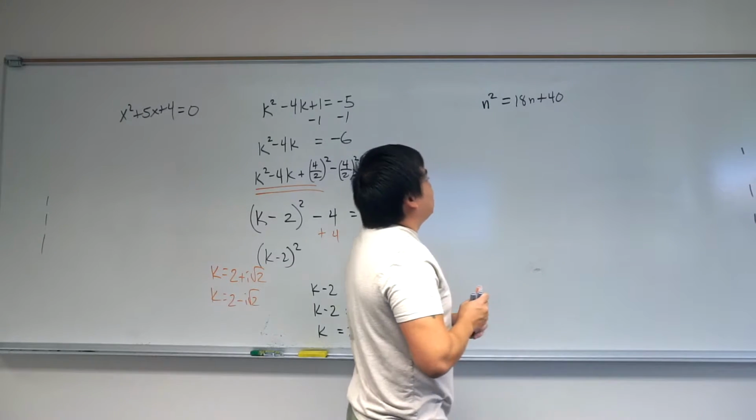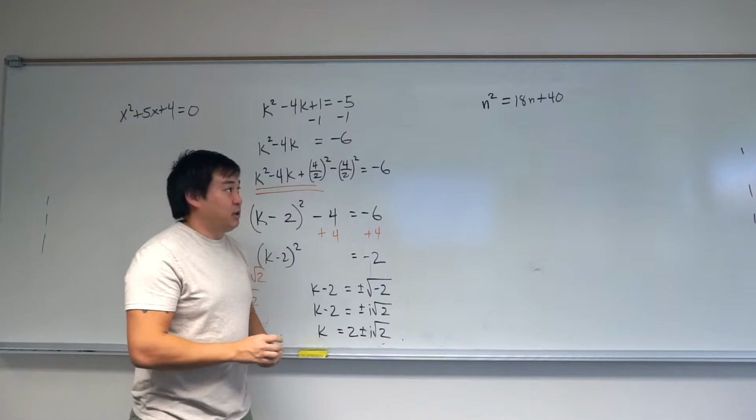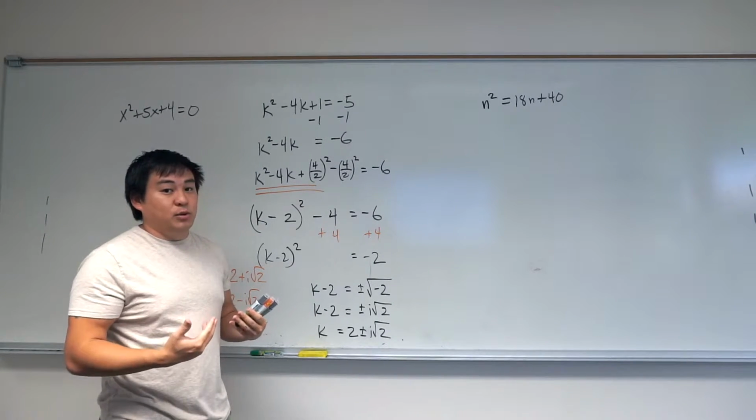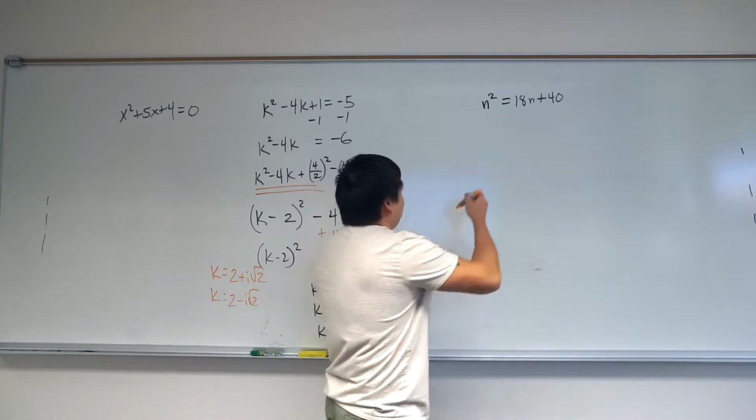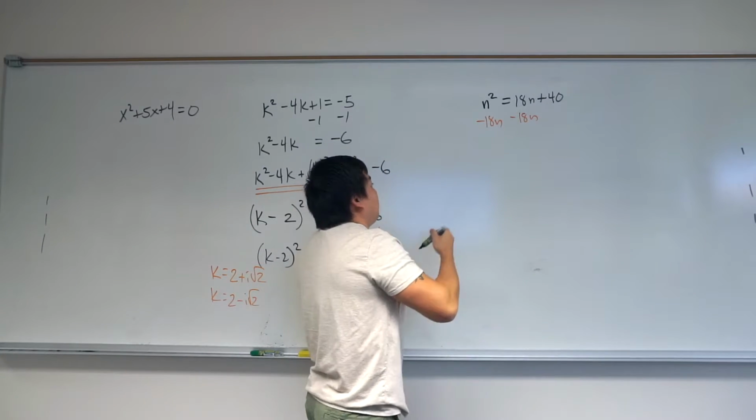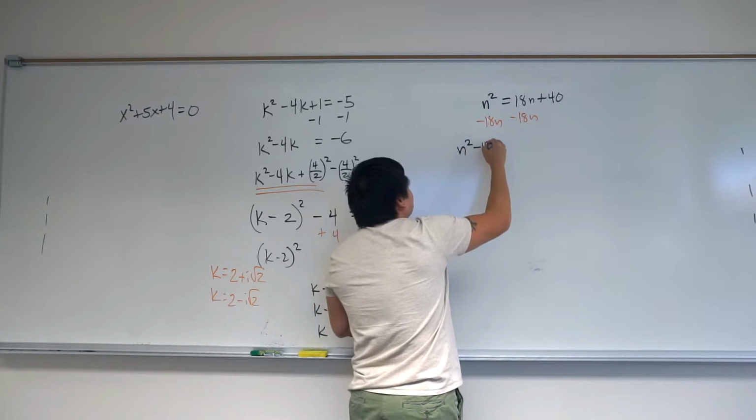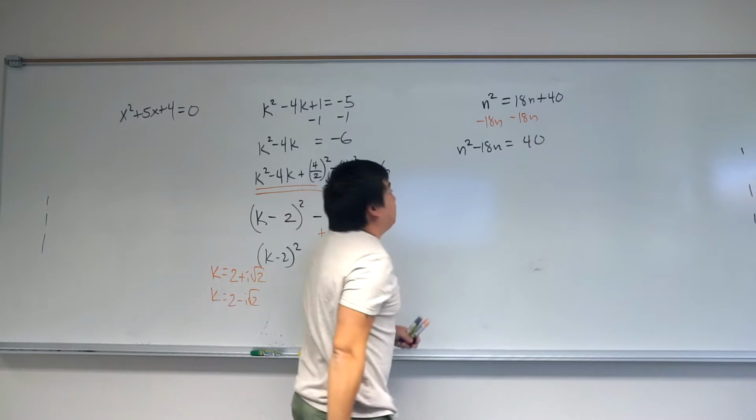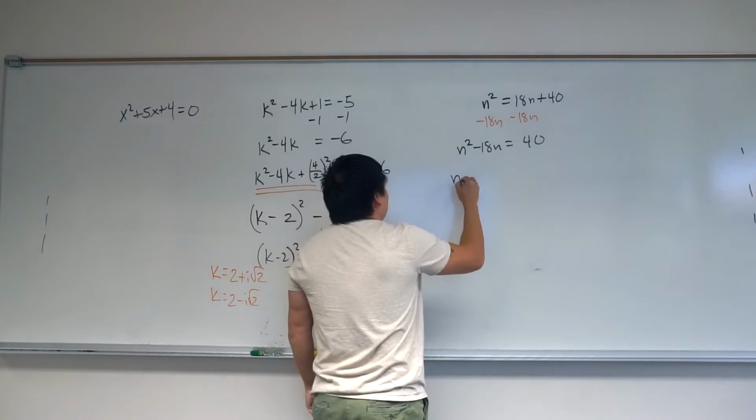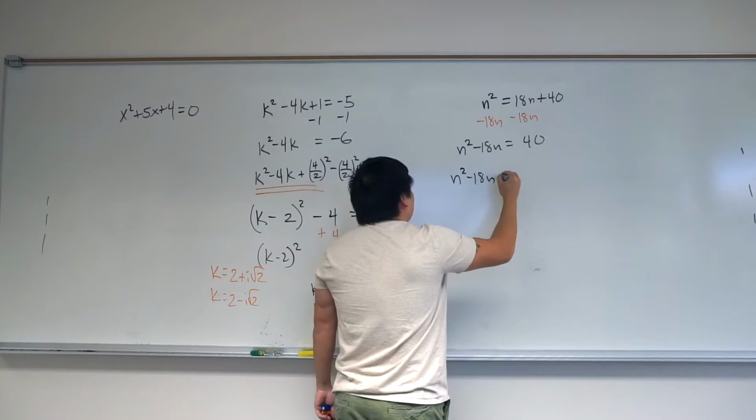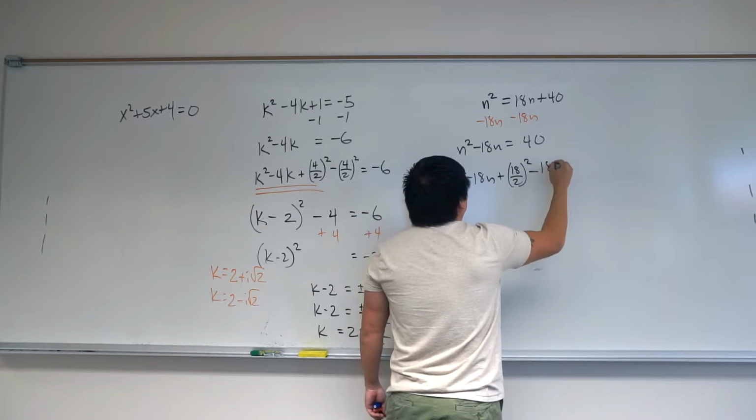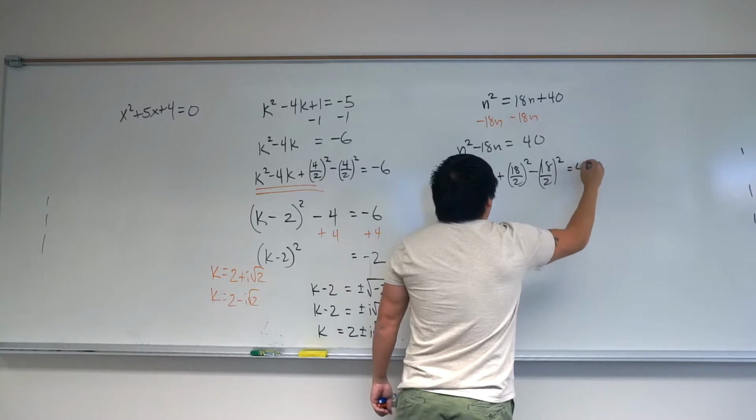Okay, so let's do one last example, which is going to be n squared equals 18n plus 40. Again, what you need to do is bring the variables over to one side. So I'm going to subtract 18n from both sides, so I can have the equation as n squared minus 18n is just equal to 40. Once you have it like that, complete the square. So n squared minus 18n, plus 18 over 2 squared minus 18 over 2 squared is 40.